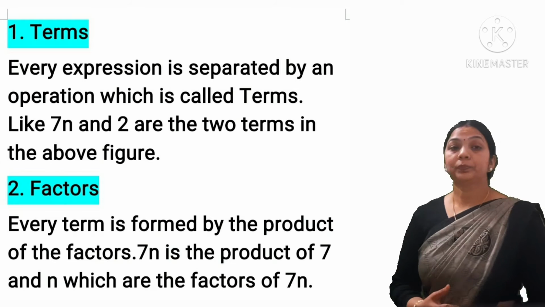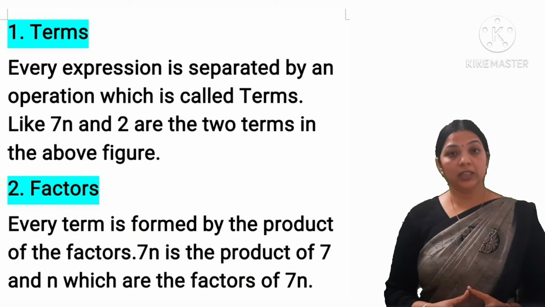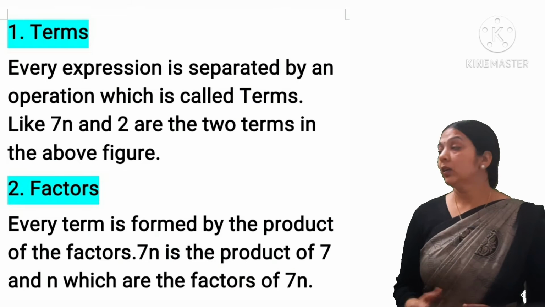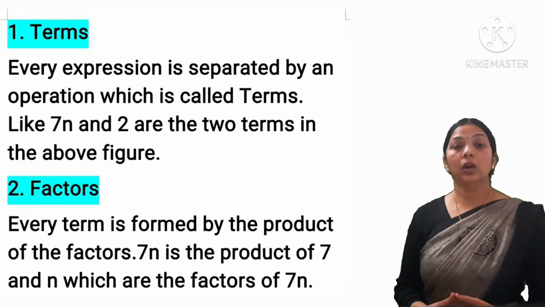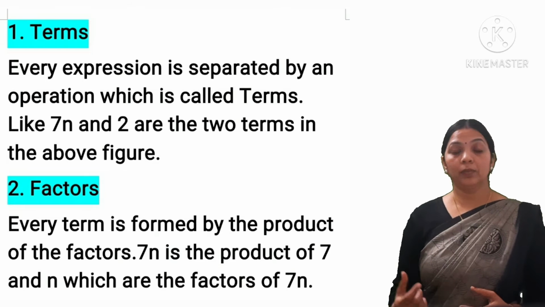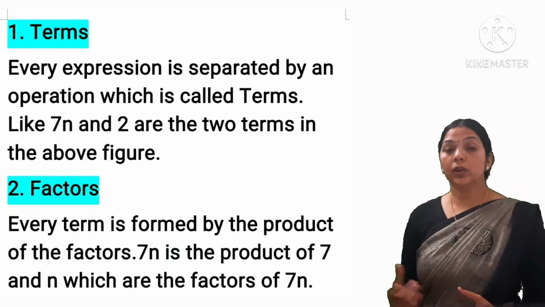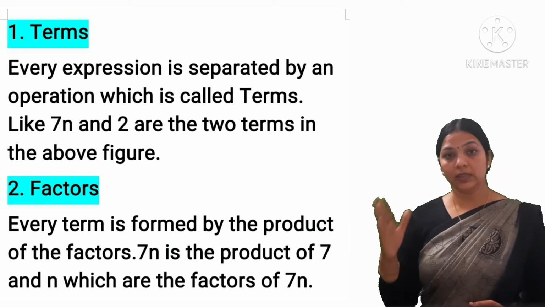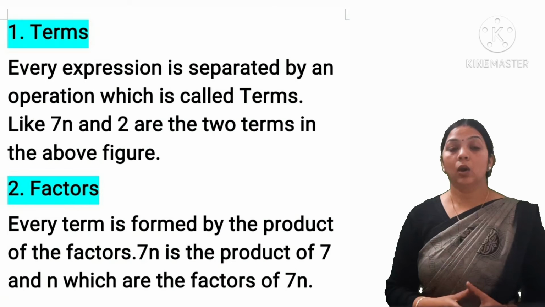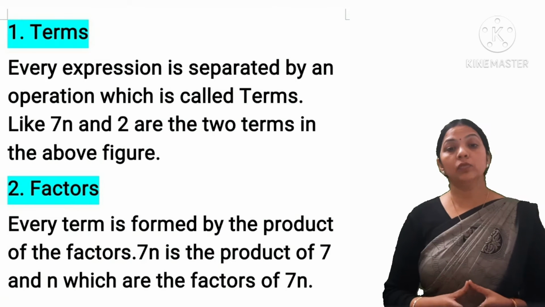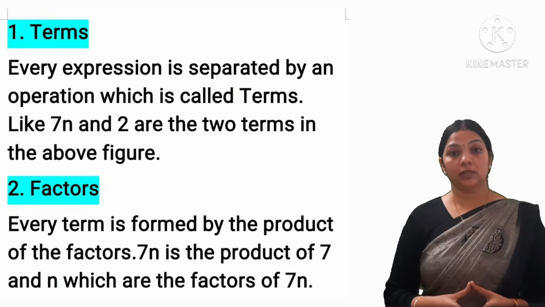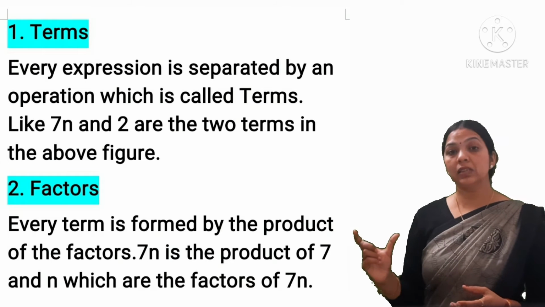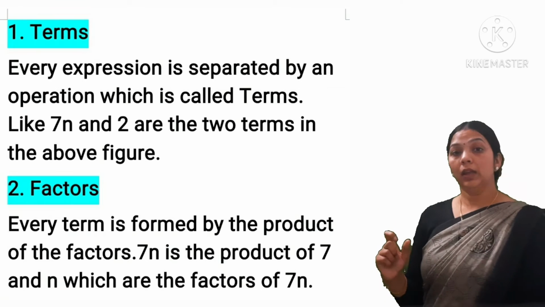The terms, what does it mean? Every part of an expression separated by an operation is called a term. Like 7n plus 2 are two terms in the given figure. So here the expression consists of two terms, that is 7n and 2. Now factors. Every term is formed by the product of factors. That means 7n, you can see 7 and n. It is the product of 7 and n.